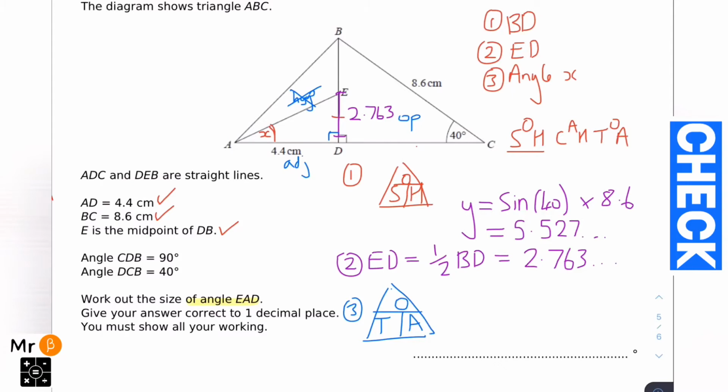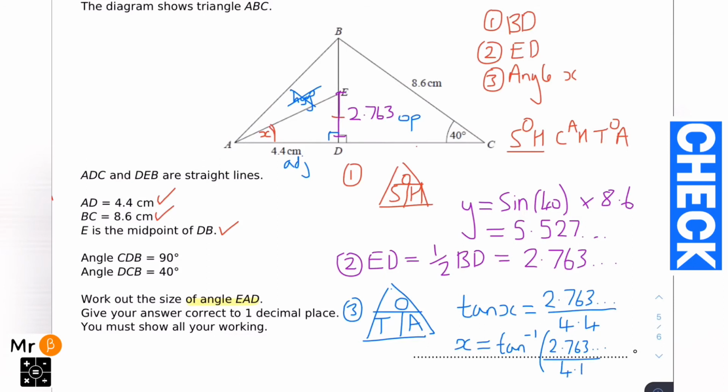which is our TOA triangle. We're trying to work out the angle, so we cover up our tan of x, and that tells us the formula is our opposite, 2.763, divided by our adjacent, 4.4. And again, our final step is to inverse tan. So we're just left with what x is.